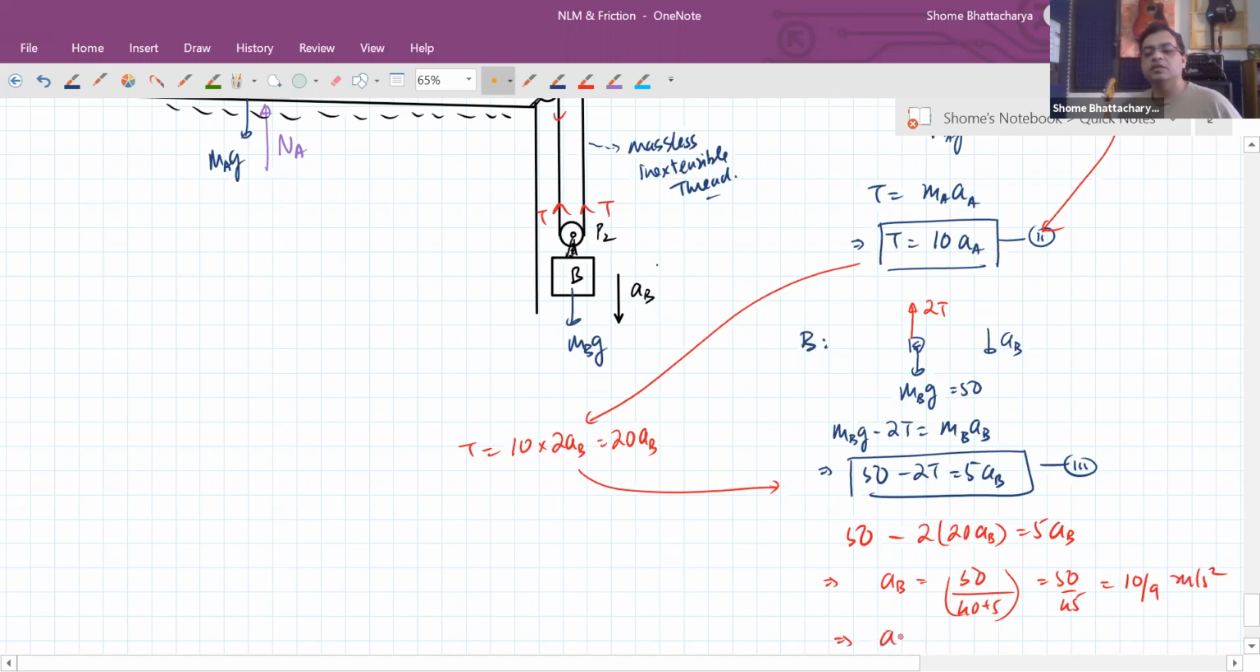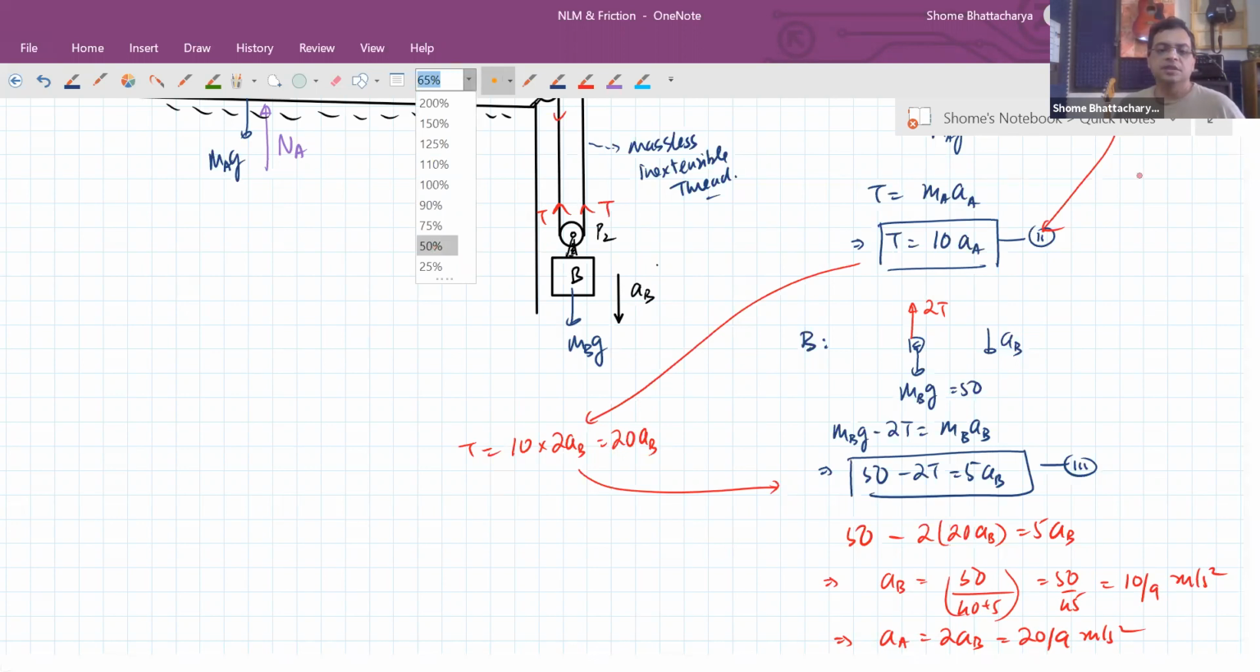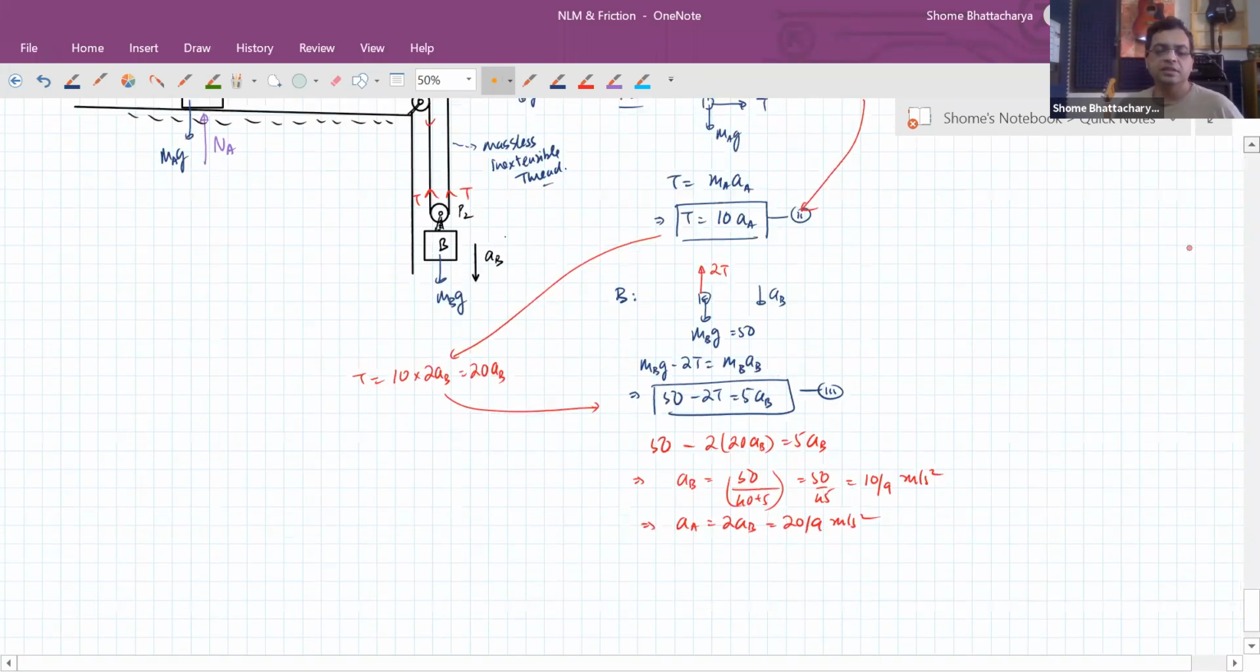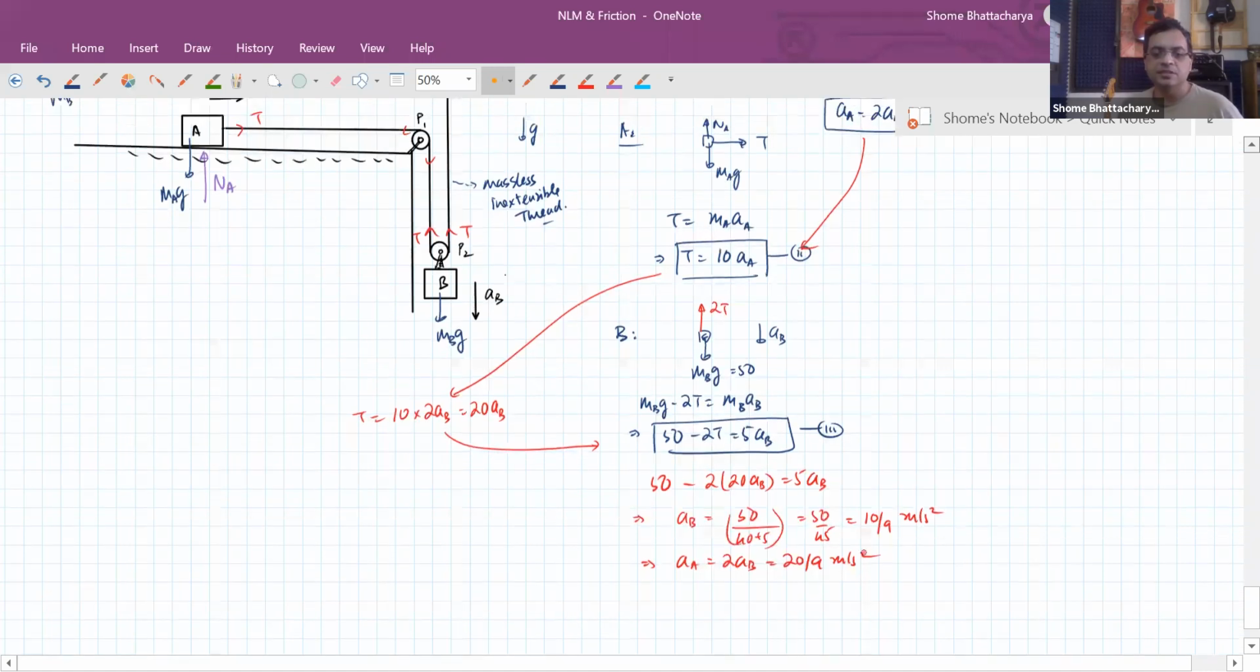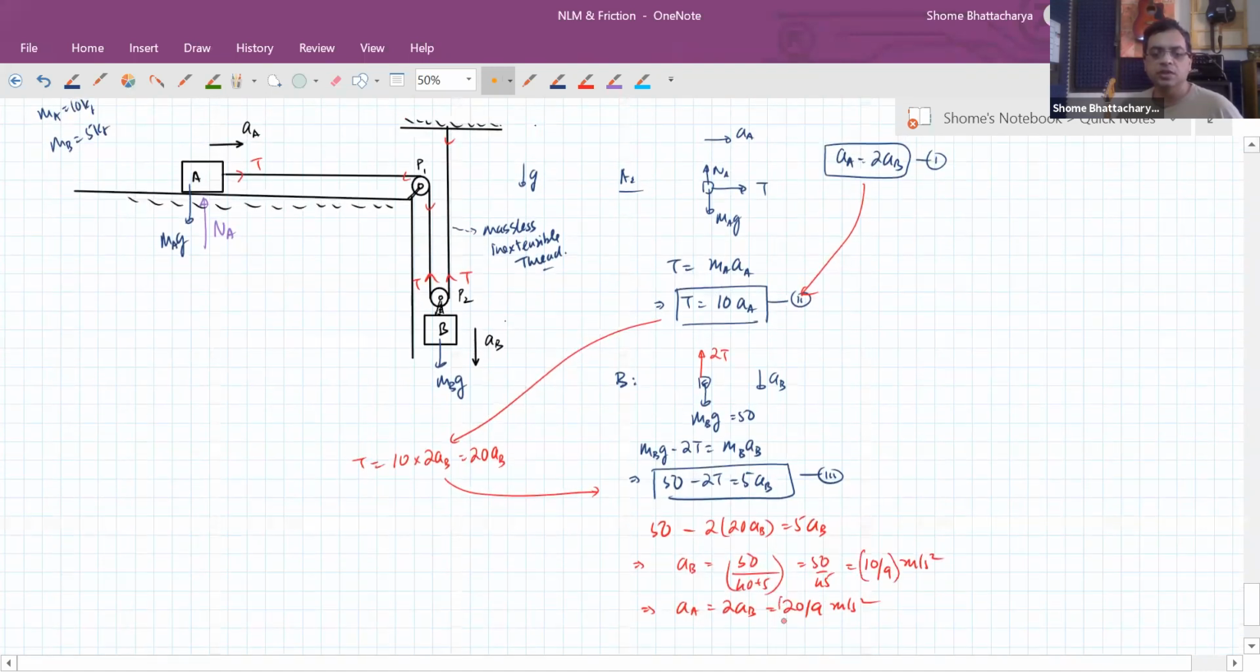So acceleration of A will become double the acceleration of B, which is 20 by 9 meters per second square. And you can put that back in this equation to get the tension. So this becomes a typical example of something involving constraint relation and a system of pulleys, albeit we have taken a very simple system of pulleys here, just 2 pulleys and a string going around the second one like this. So we have a very simple relationship between the accelerations, which is a ratio of 2:1. As we move along, we'll see more complicated versions of this also. Just make sure you analyze this once, and we'll take it forward from here.